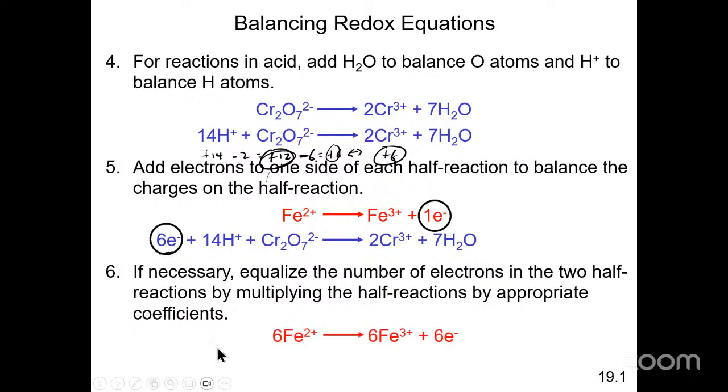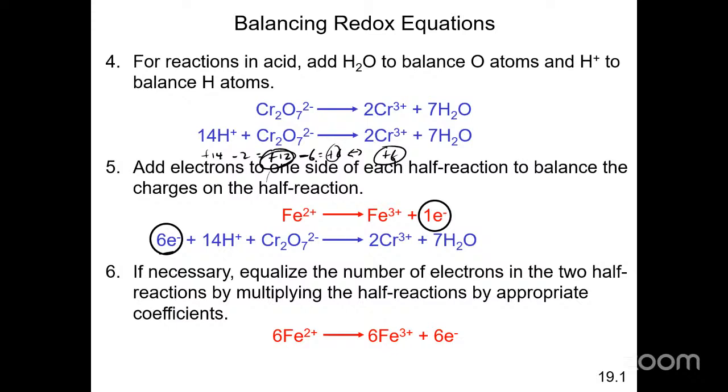So basically, this is what you're going to end up with: 6 Fe2+ to give 6 Fe3+ plus 6 electrons. Now we have 6 electrons being produced here, which would be equal to the 6 electrons being gained in the second half equation, the reduction half equation. That's very important because, as you're going to see in the next step, those electrons will cancel out. You should have no electrons left over in the final equation.